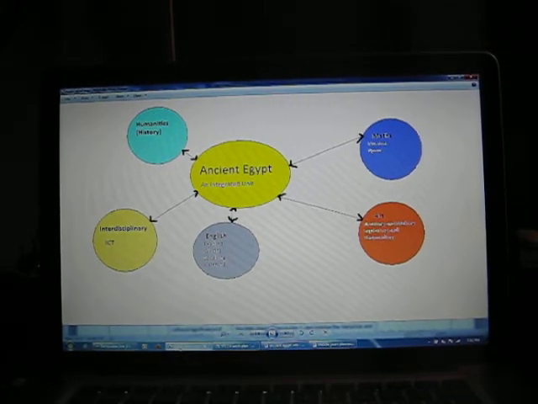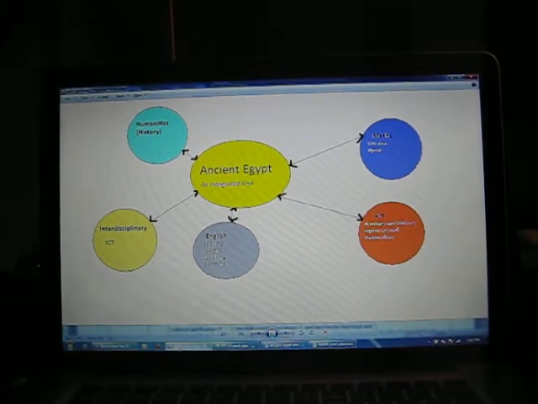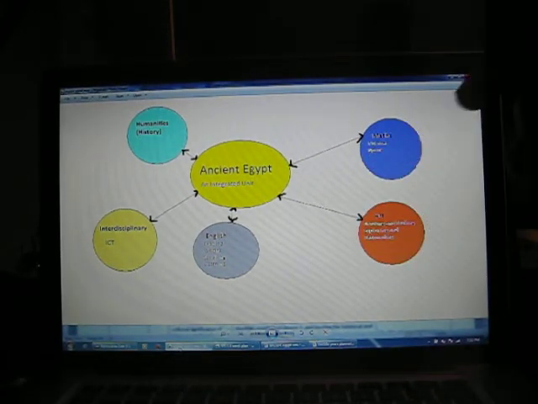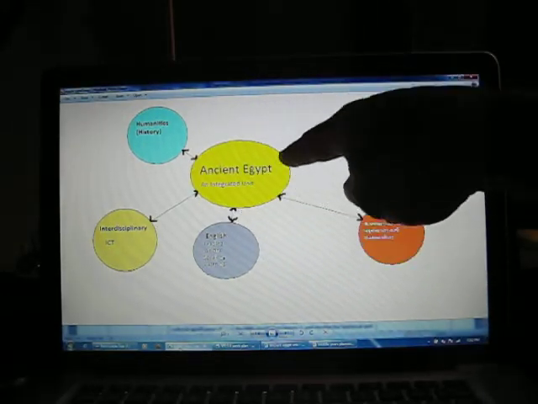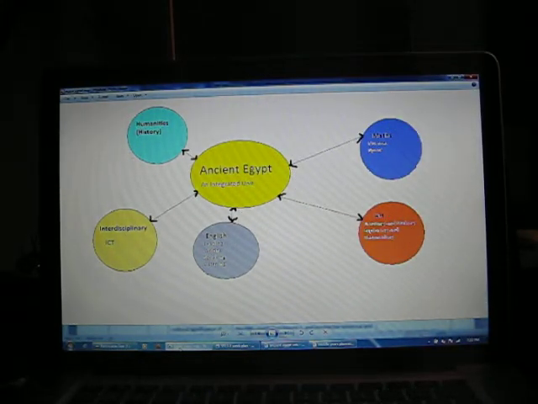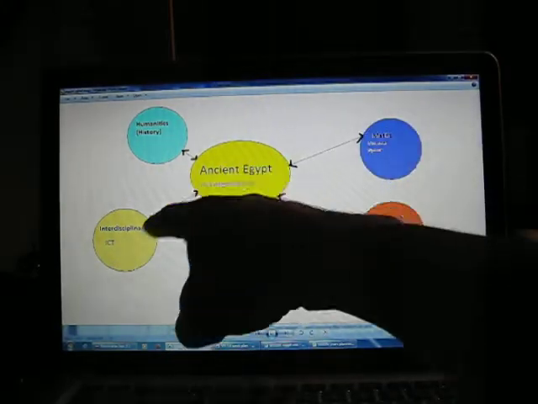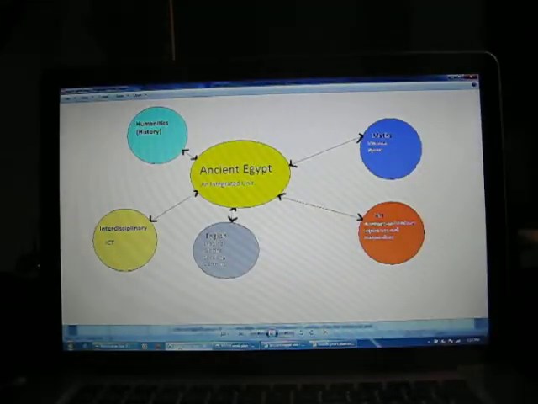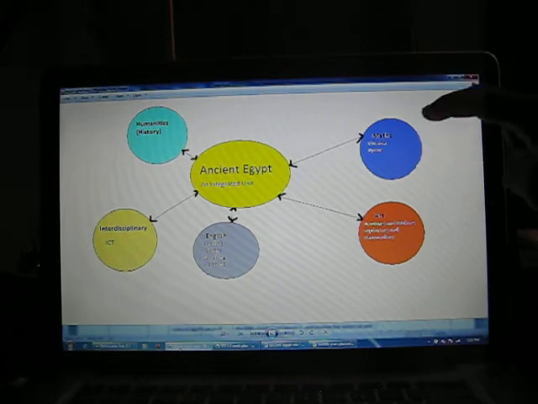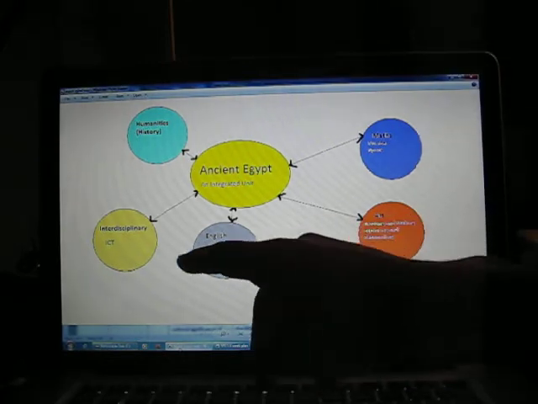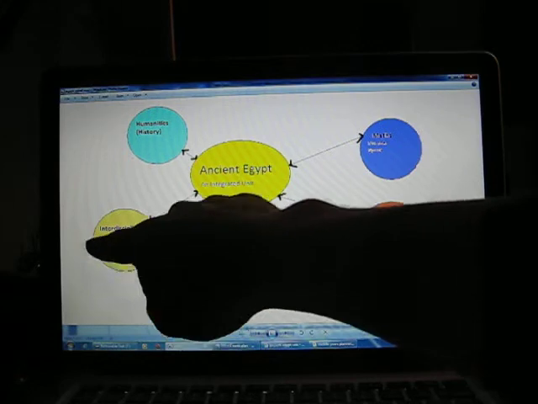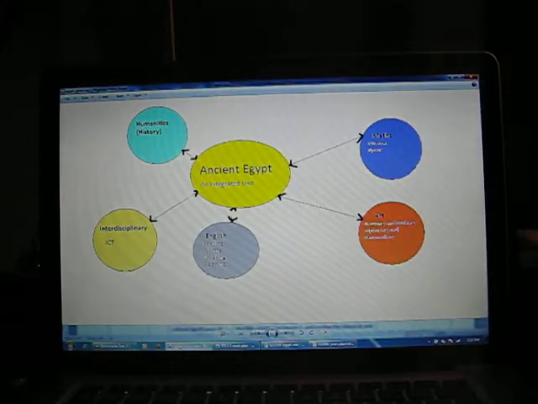Okay, so welcome. What you can see here is an outline of my unit of work, a mind map. It's an interdisciplinary unit of work for the middle years, and I've chosen the core subject area as ancient Egypt. Coming off the sides, all mixing in evenly, are the different domains: maths, art, English, interdisciplinary IT, and humanities.